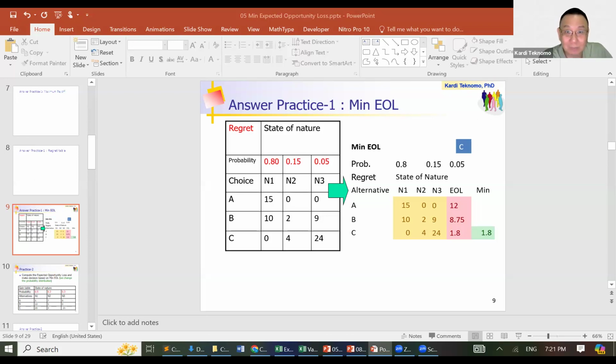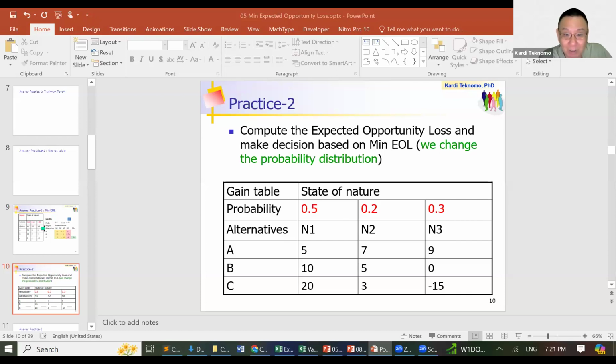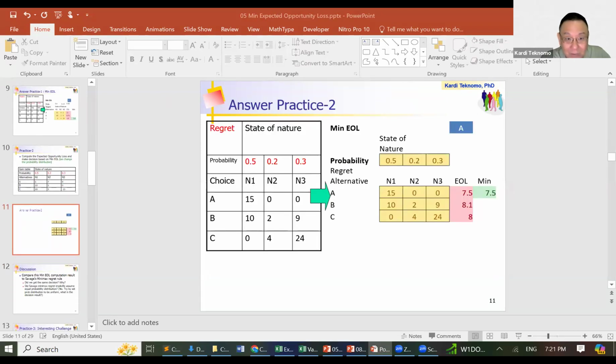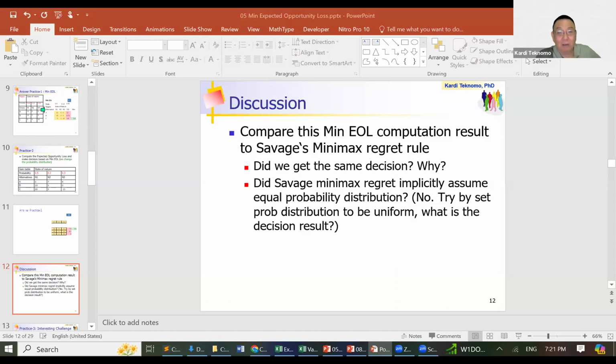What happens if, with the same numbers, we change the probability, instead of 0.8? Of course, you will get a different result, because the probability changes. So if you compare minimum EOL to the minimax regret, will you get the same decision or not? Does minimax regret implicitly assume an equal probability distribution? Yes or no? The answer is no.